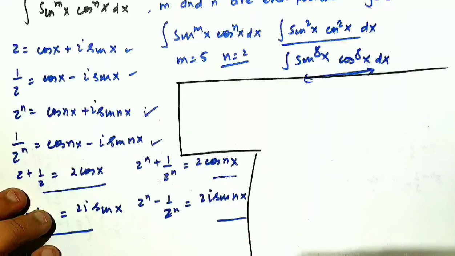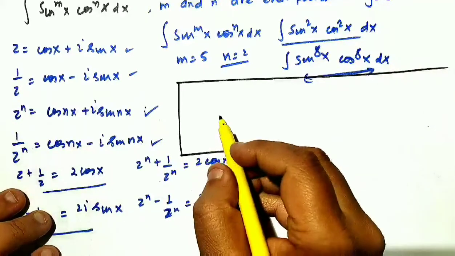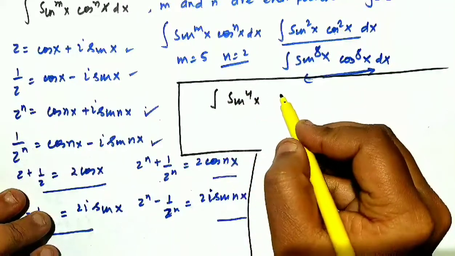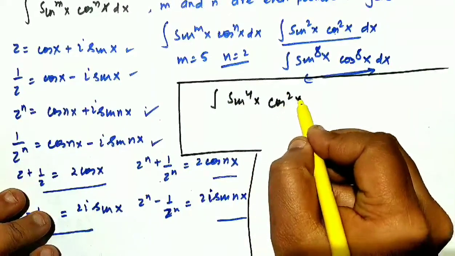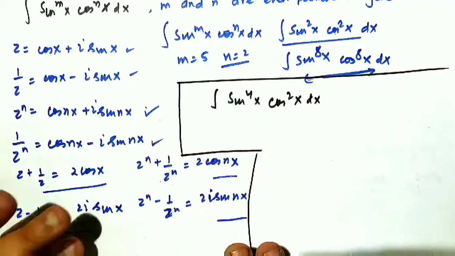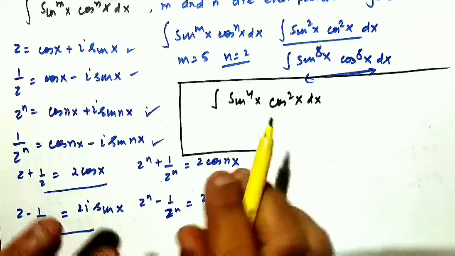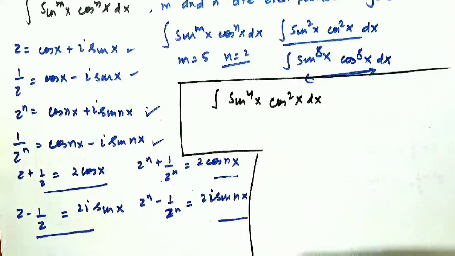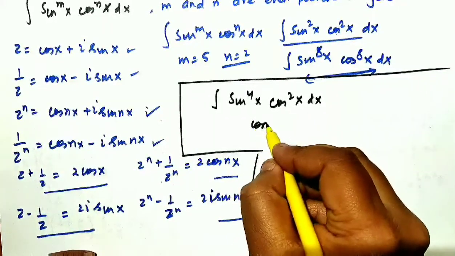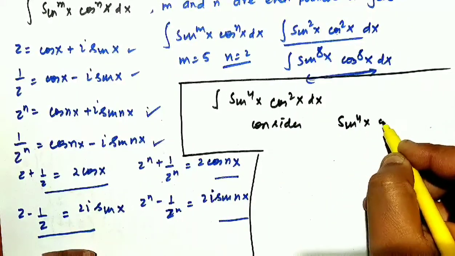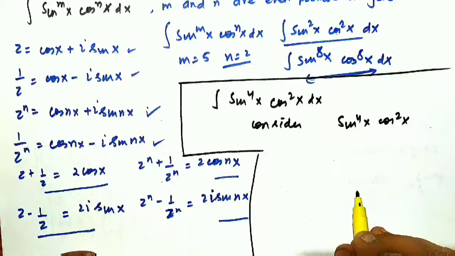That will simplify the integrand. All right. So we are going to evaluate the integral of sine to the power 4x and cos square x. Okay, it is just an example. You can apply this method to any problem where m and n are even positive integers. So first I will try to simplify the integrand in terms of these complex numbers. So I will consider first sine to the power 4x cos to the power 2x.